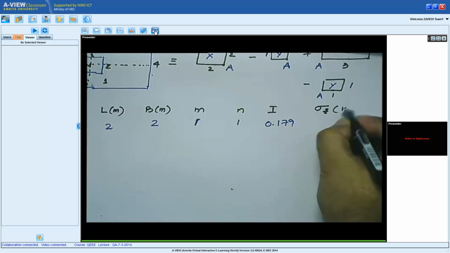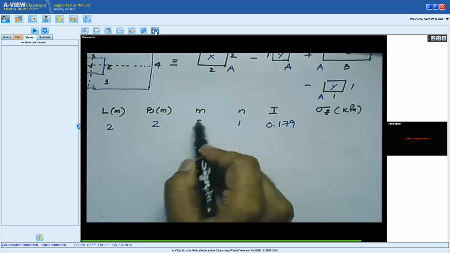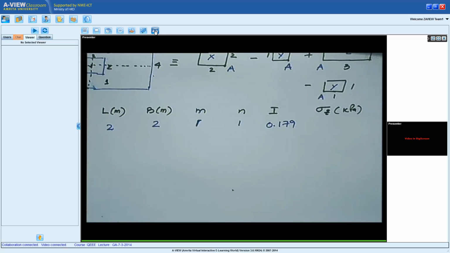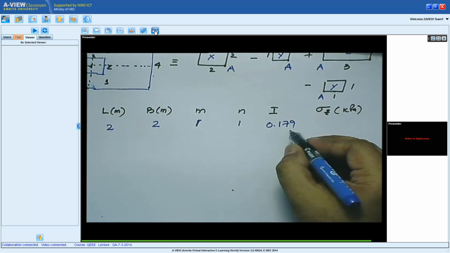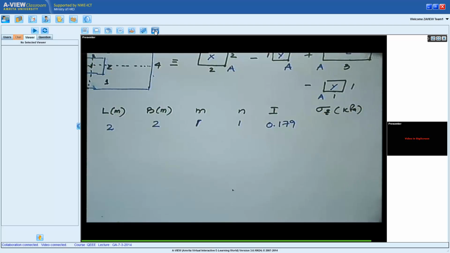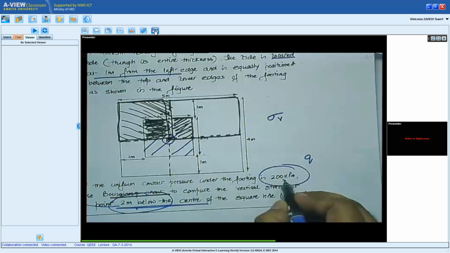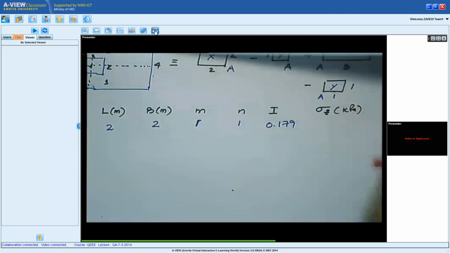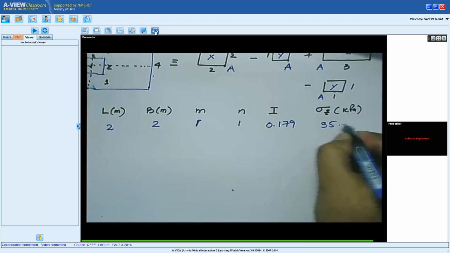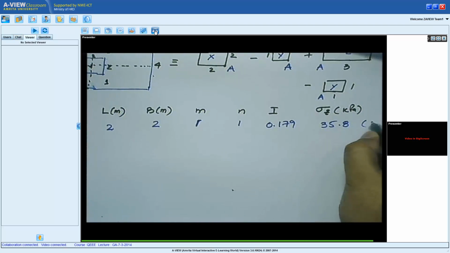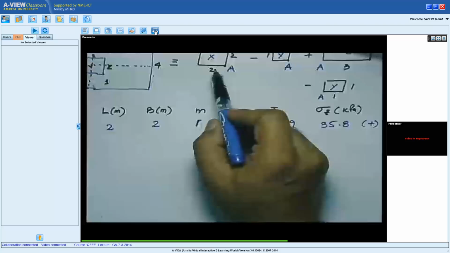So if this influence value is 0.179, what is sigma z? Remember, sigma z is in kPa. None of these have any units. Sigma z in kPa equals the applied load, which is 200, times 0.179. So 200 is given to us. So 200 times 0.179 should give you 35.8. I'll just write positive because this load is to be added.